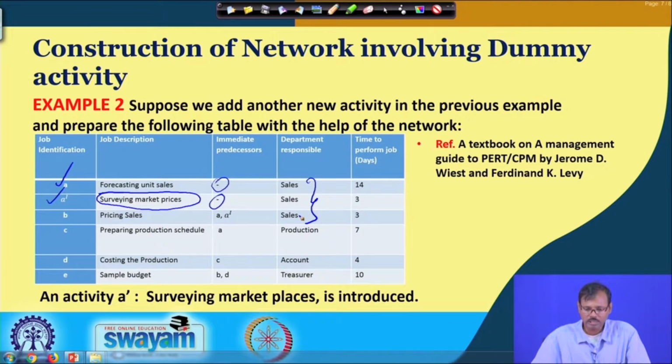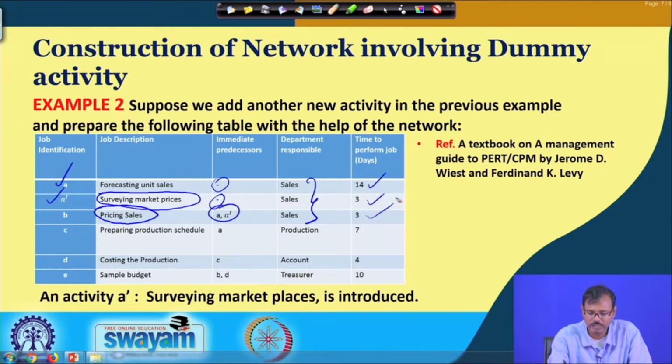So, in this case we are considering the duration. The sales department is asked to carry out forecasting of sales and the market survey for the prices in 14 days and 3 days, and both are independent jobs. So, they can carry them out simultaneously. The third job, pricing of sales, will also be carried out by the sales department, but that needs the results of A and A dot. That means the results of forecasting of sales and surveying of market prices are essentially required for the pricing of sales. The next jobs are also known to us, and for that 3 days are given to the sales department.